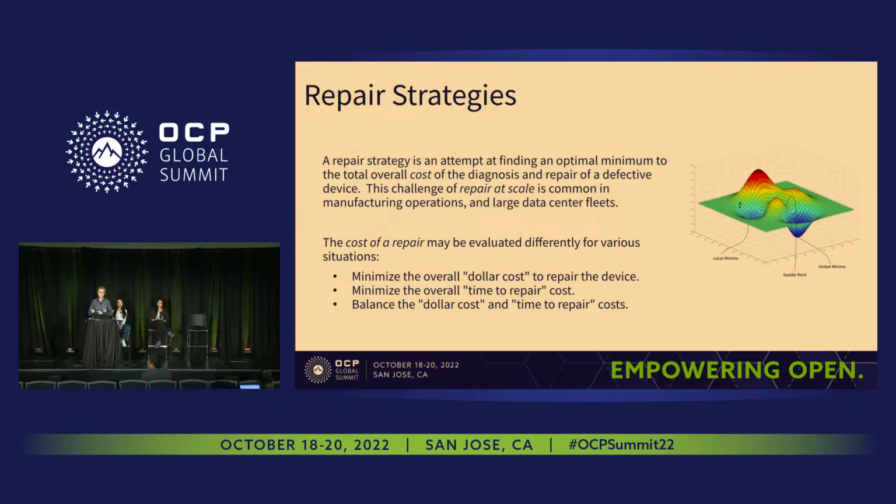The challenge of repair at scale is basically the same if you're doing it in manufacturing, in the data center, or anywhere else, right? The cost of repair can be evaluated in different ways. Most typically, it's looking at the dollar cost of the repair or the time to repair. In manufacturing, there are other types of repair optimizations that we look at. It might be the number of heat cycles on a particular area of the PCB that we're trying to optimize for. But with all of these things, the math is the same.